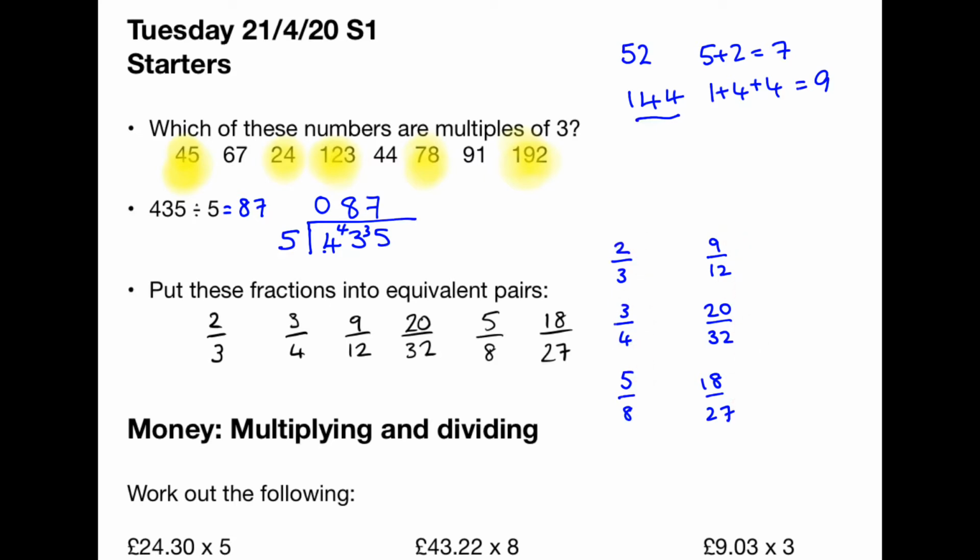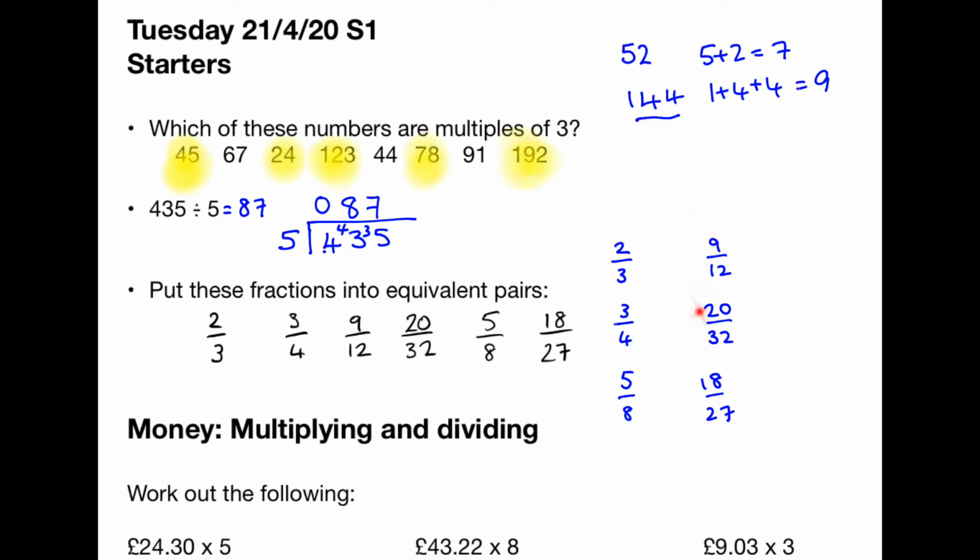Okay, so to do that, let's take 2/3 first of all and see which of these 3 fractions is equivalent to 2/3. It means that 2 has been multiplied by something and 3 has been multiplied by the same thing to give us one of these 3 fractions here. So if we have a look at the first one here, 9/12. Well, 3 is multiplied by 4 to give us 12, but 2 hasn't been multiplied by 4 to give us 9, has it? So it's not that one.